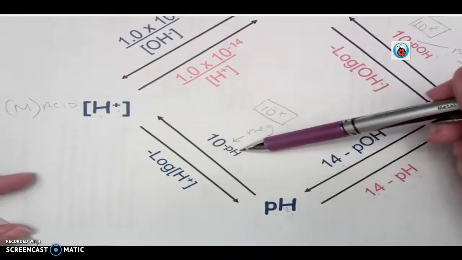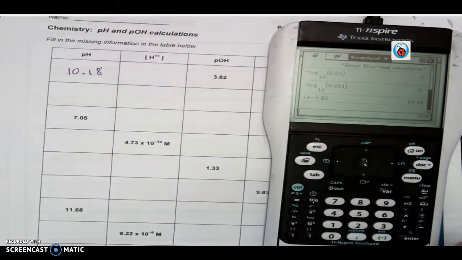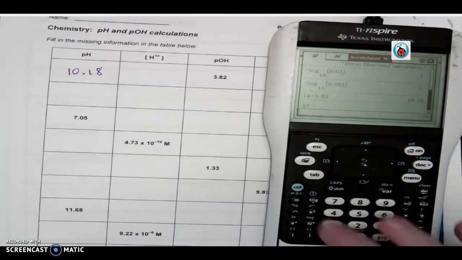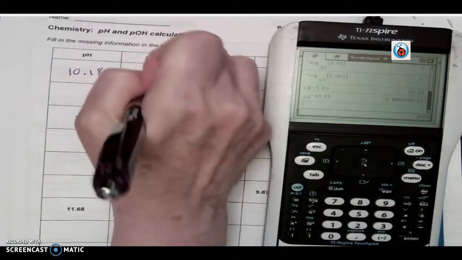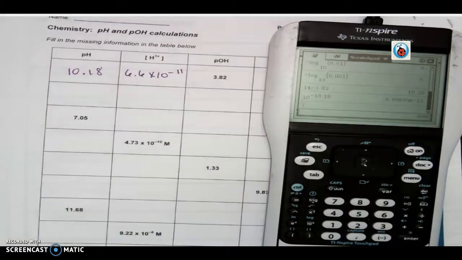So we're going to do 10 to the negative pH. And again, where is that button? It's called the anti-log. 10 to the x, right there. Let's hit it. 10 to the x, what's our pH? 10.18, so we're going to do negative 10.18. Okay, everybody see that in the calculator? I'm going to hit enter, and there it is. It's a really long number. We're going to round off to one place after our decimal, so we get 6.6. Remember that E means times 10 to the negative 11. 6.6 times 10 to the negative 11.